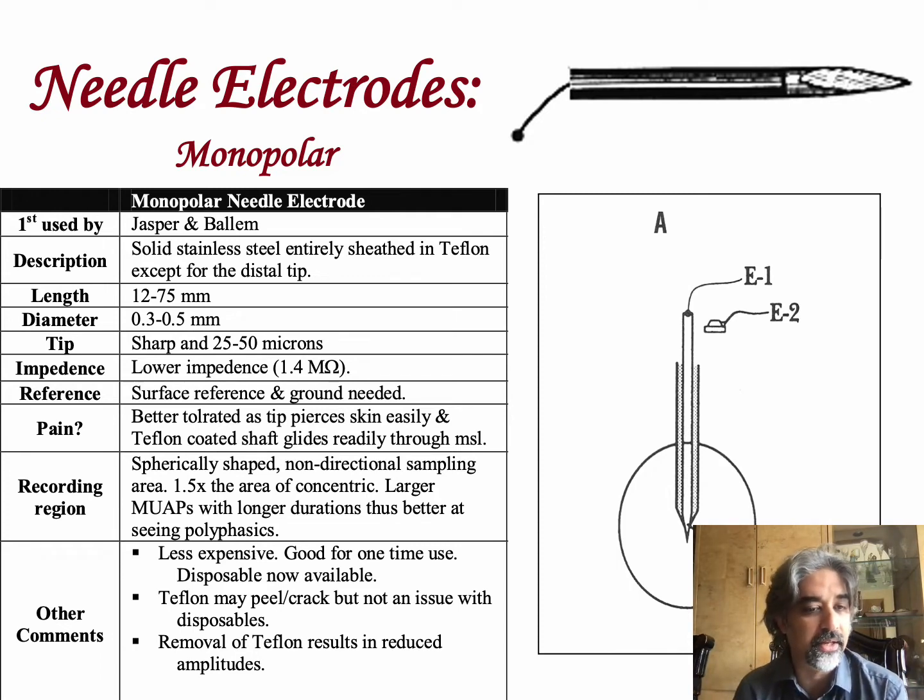Some people feel that maybe it's better tolerated than the concentric electrode because the tip pierces the skin easily and the Teflon-coated shaft glides readily through muscle. There are differences in the motor unit action potential pickup. You'll see larger durations, possibly slightly larger amplitudes, and more polyphasics with the monopolar, but you'll get slightly more noise than you would with a concentric.